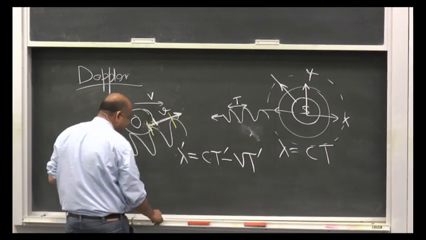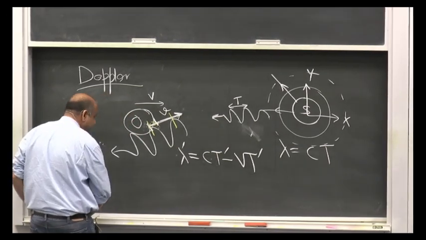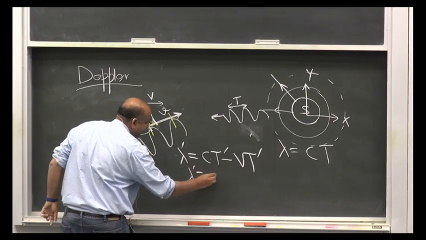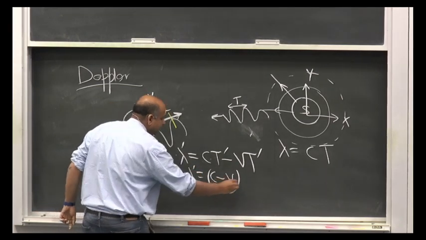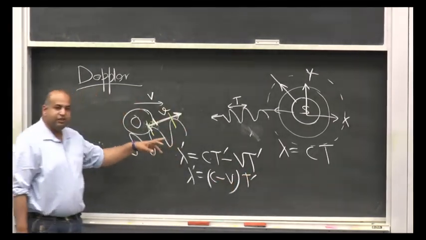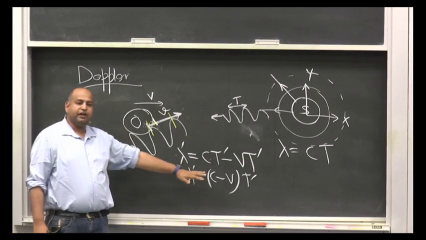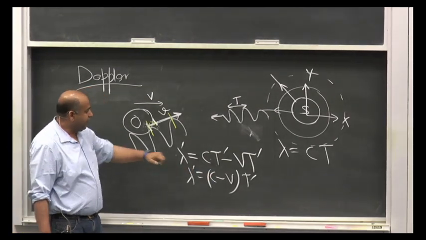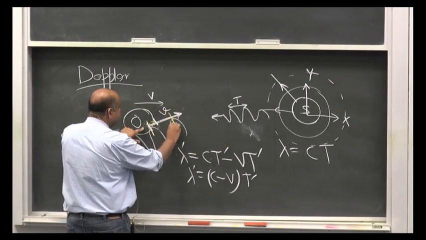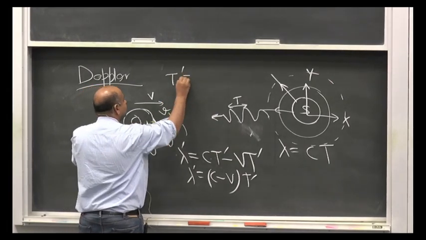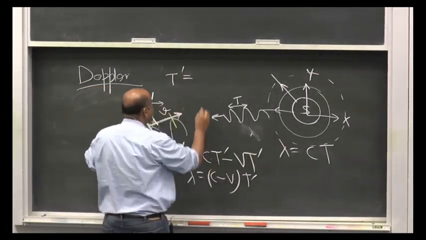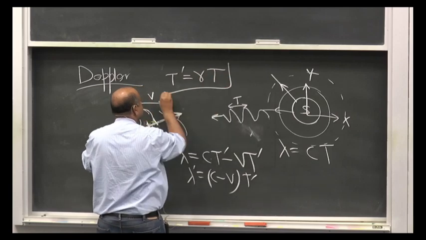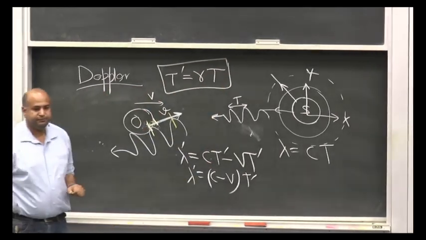आप इसको थोड़ा सा अगर rearrange करें, so you get lambda prime equals c minus v times t prime. But now there is another catch, and that's where it is different from sound wave. Catch ये है कि ये जो time period है t prime, this is not equal to t, but this is equal to gamma t.